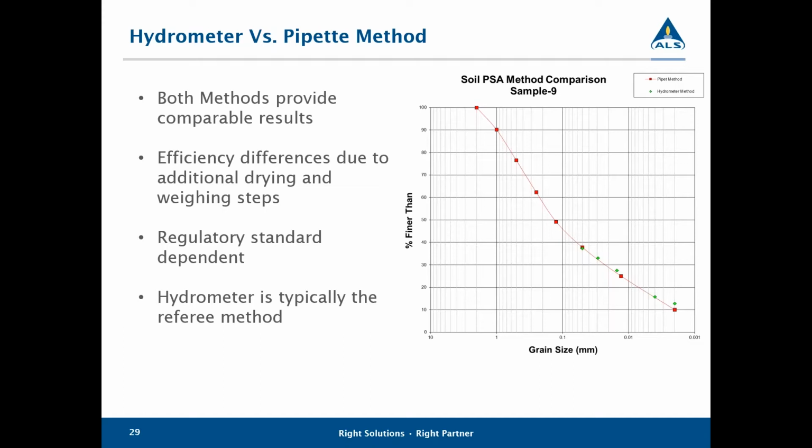With the pipette method, it requires a certain level of knowledge about the method as well as experience with the method in order to ensure that you're taking your pipette readings at the correct times and the correct depth. It's a technique issue. The other issue is that it does require significant drying time in order to remove the moisture and get those readings. Typically, the choice between a hydrometer method and a pipette method is regulatory standard dependent, wherein hydrometer methods are typically a referee method.